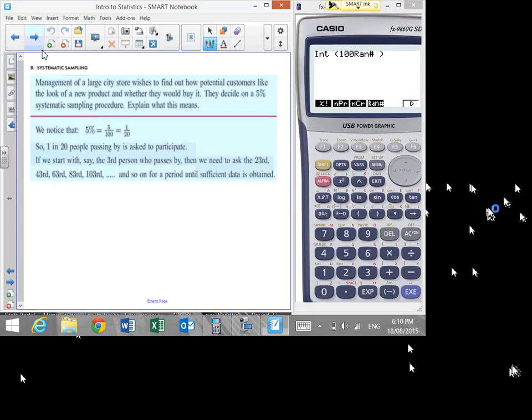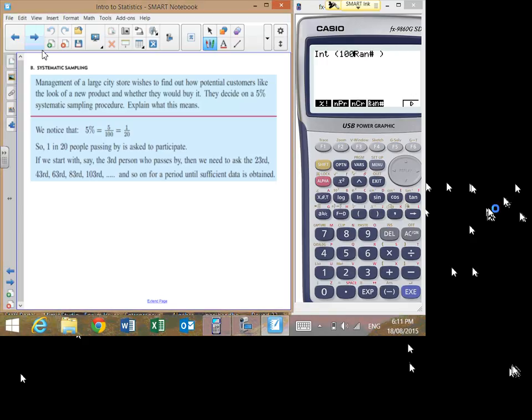So the next one we're going to look at is systematic sampling. We're going to look at the example from the textbook. Management of a large city store wishes to find out how potential customers like the look of a new product and whether they would buy it. They decide on a 5% systematic sampling procedure. So what does this actually mean? Well, we can break that 5% into a fraction. So 5% is 5 over 100, which is 1 out of 20.